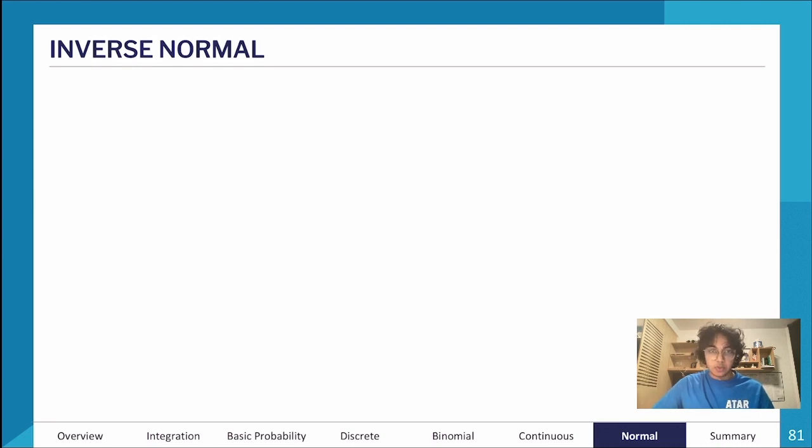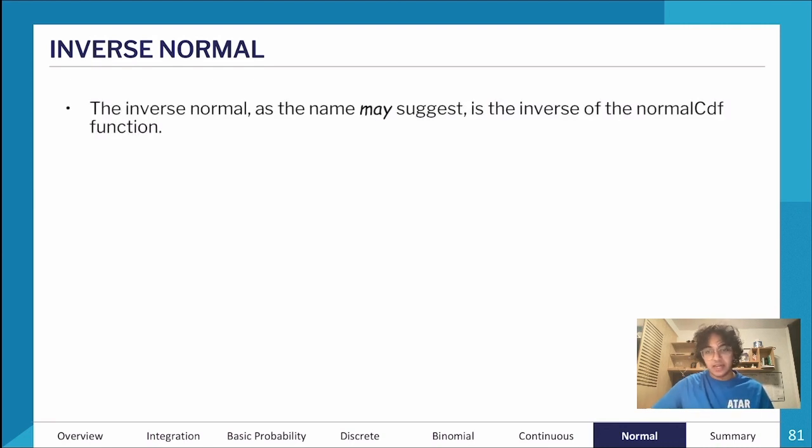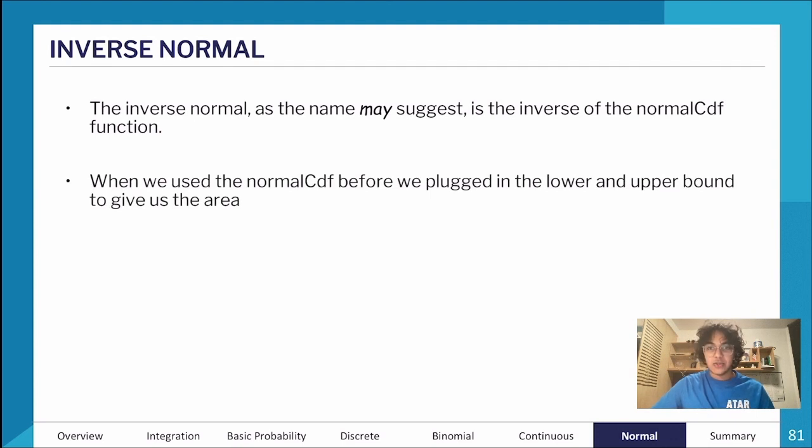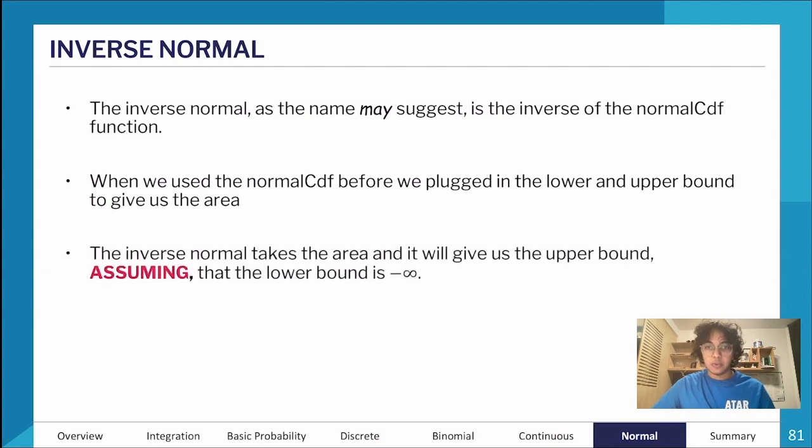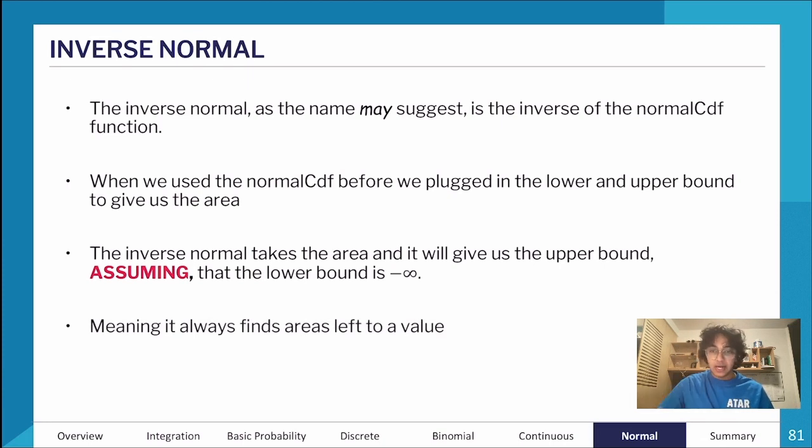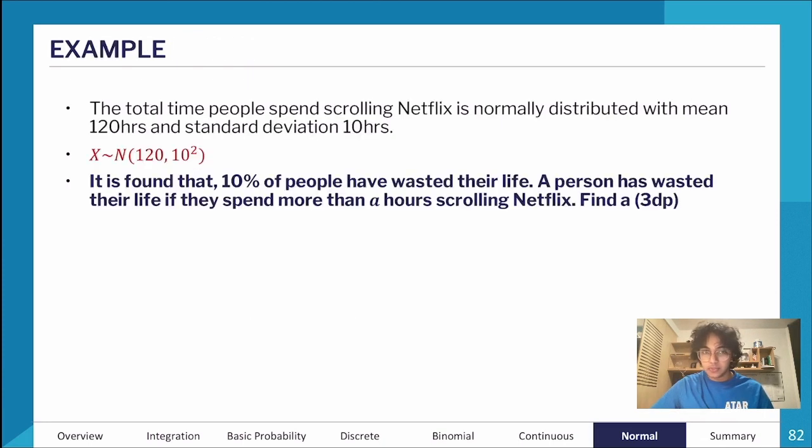All right, let's talk a bit about the inverse normal. So the inverse normal is the inverse of a normal CDF, right? Whereas the normal CDF gives us the probability, the inverse normal gives us the upper bound, assuming that the lower bound is negative infinity. So it always finds the area to the left of a value, okay?